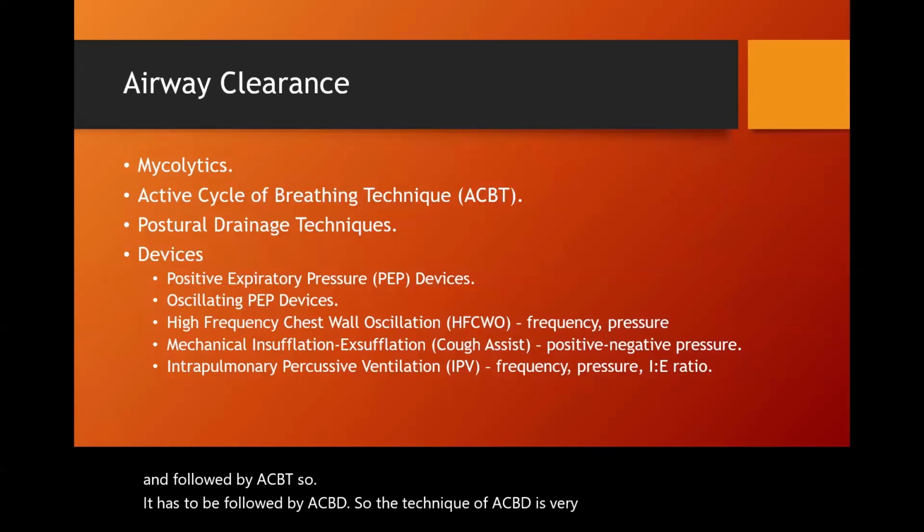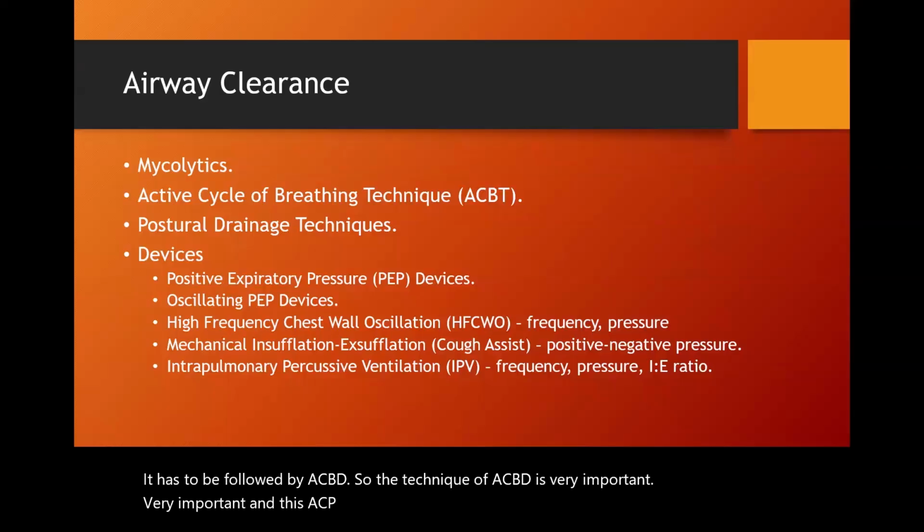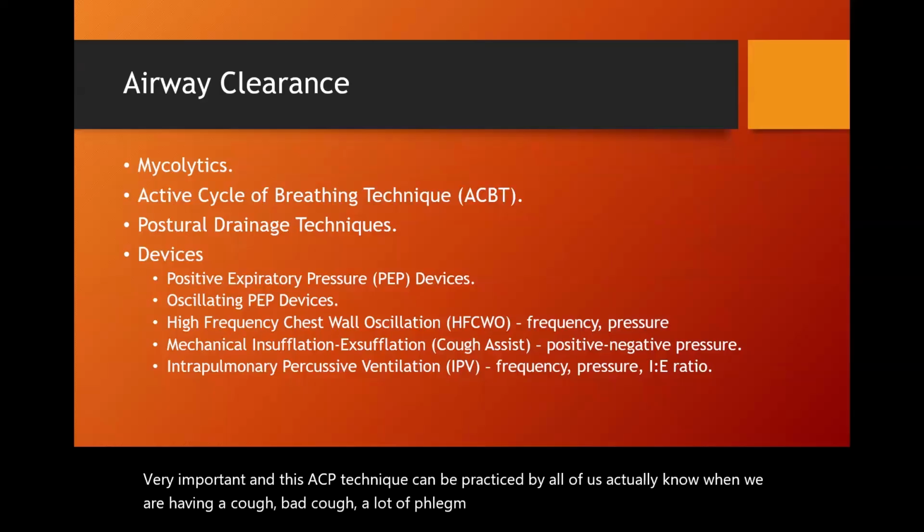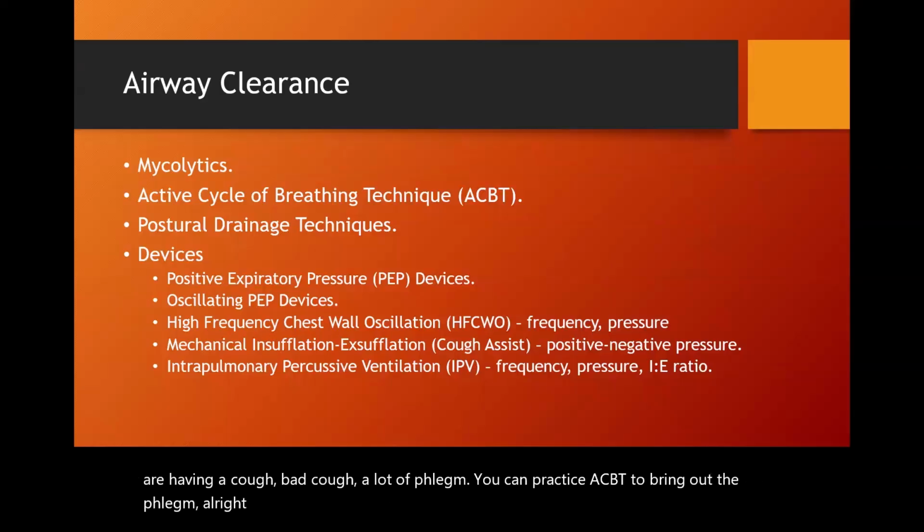Very important. And this ACBT technique can be practiced by all of us actually, when we are having a bad cough, a lot of phlegm, you can practice ACBT to bring out the phlegm. Right? So this kind of technique is immediately useful to people, even without bronchiectasis, normal people. You have the chesty cough, you can just do ACBT.